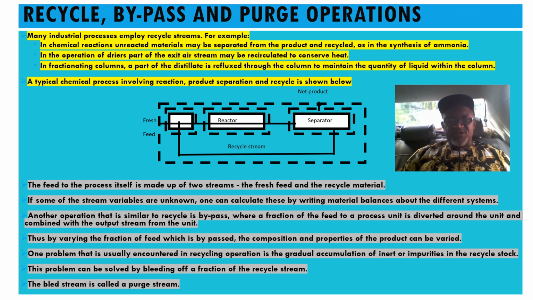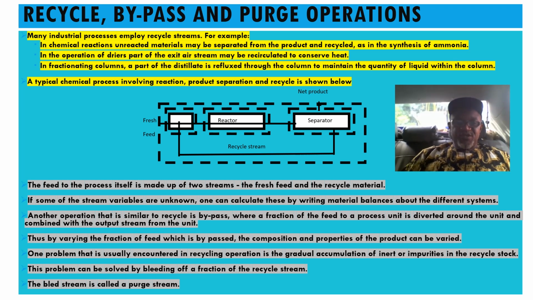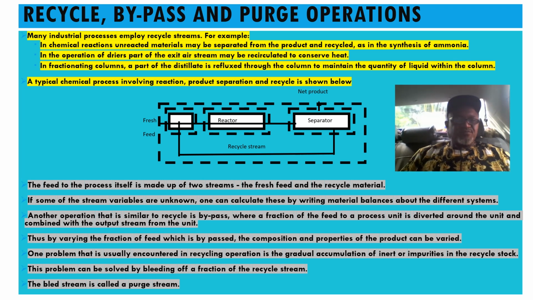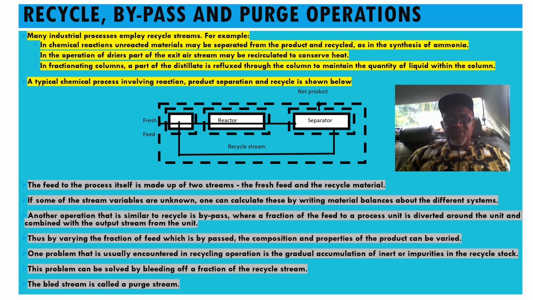If some of the stream variables are unknown, one can calculate these by writing material balances about the different streams. Another operation that is similar to recycle is bypass, where a fraction of the feed to the process unit is diverted around the unit and combined with the output stream from the unit. So we can also have bypass, split the process feed, bypass a certain quantity without allowing that quantity to go into reaction. Thus, by varying the fraction of feed which is bypassed, the composition and properties of the product can be calculated.